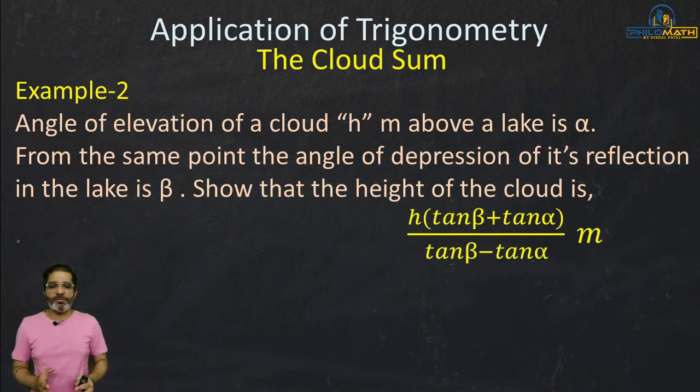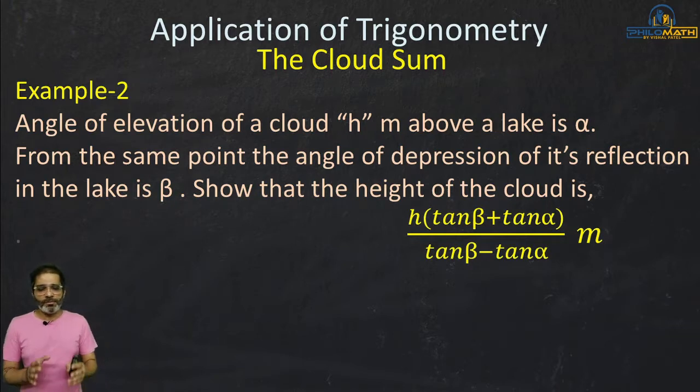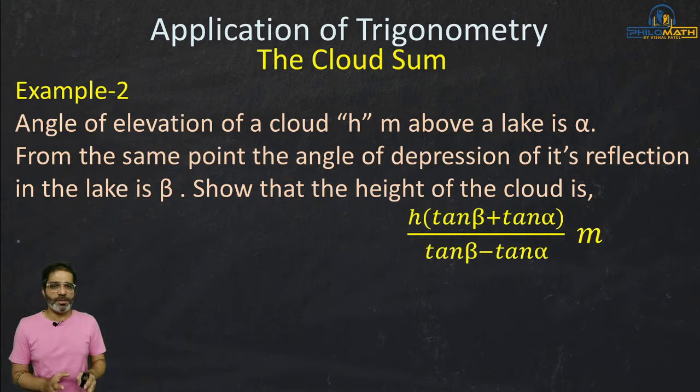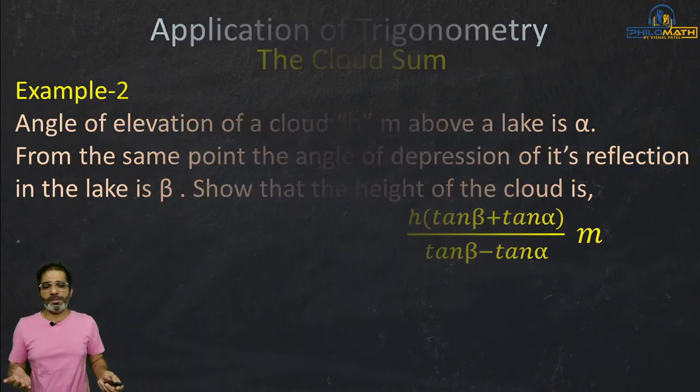The angle of elevation of a cloud h meters above a lake is alpha. From the same point, the angle of depression of its reflection in a lake is given as beta. We have to show that the height of the cloud is nothing but h(tan beta + tan alpha)/(tan beta - tan alpha) meters. Okay, so the most important thing for any sum based on application of trigonometry is nothing but the figure. So let us draw the figure step by step.